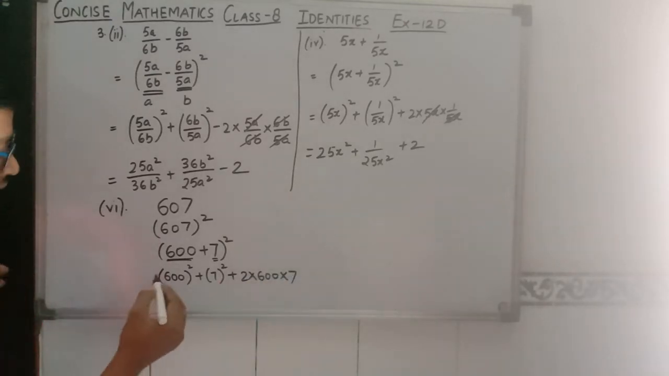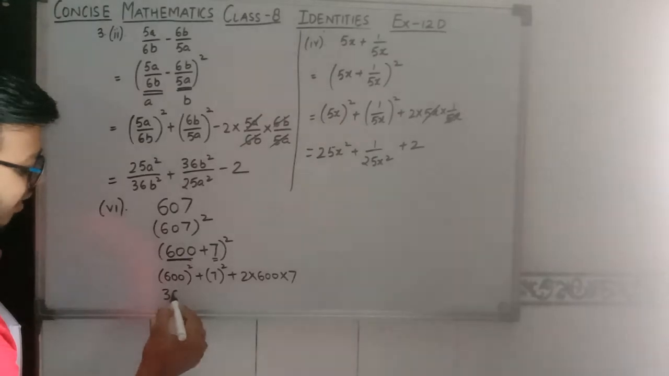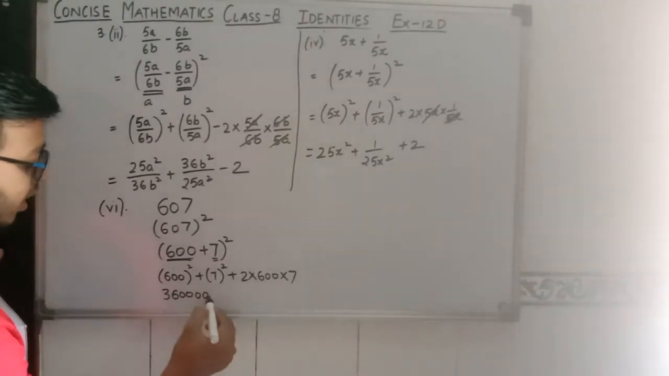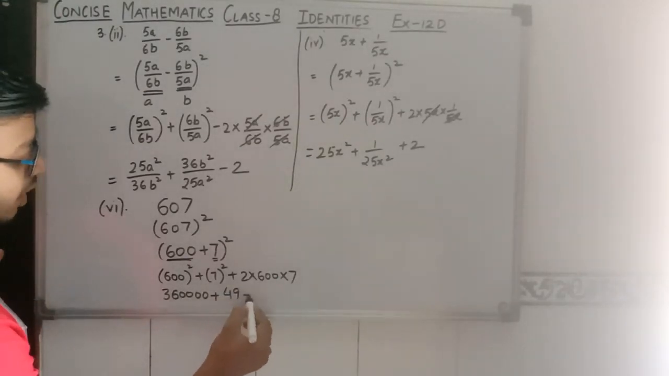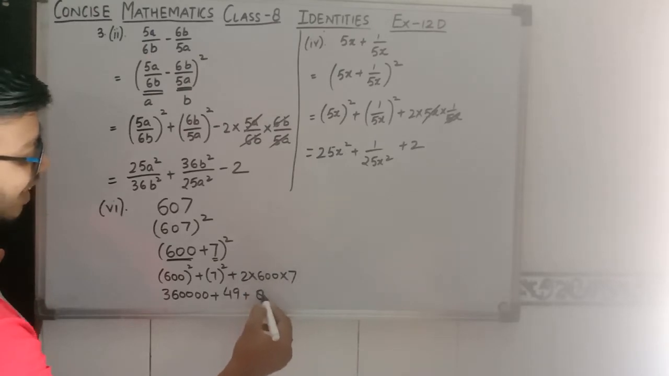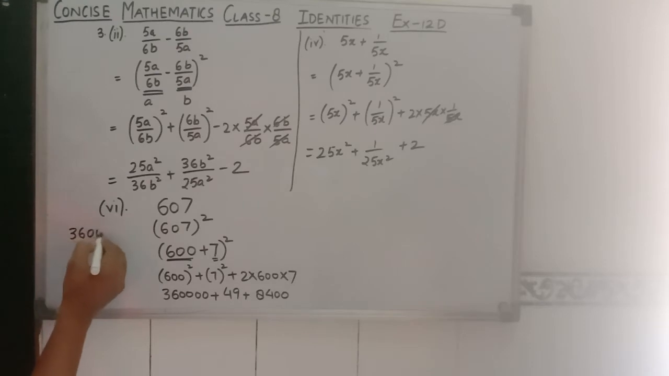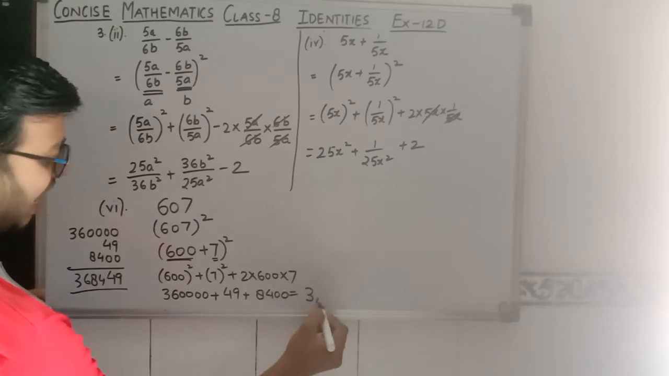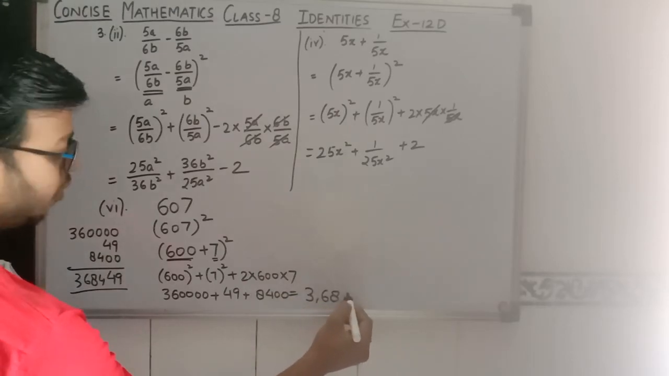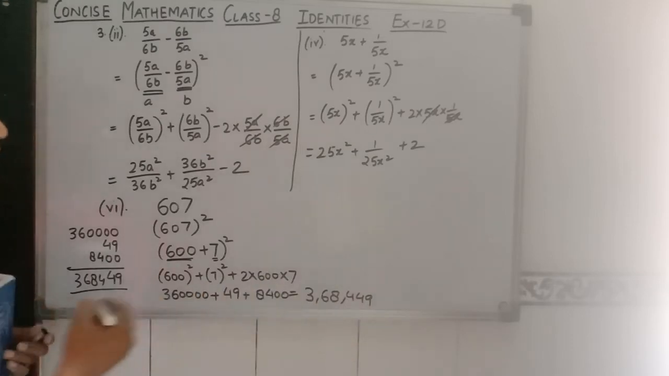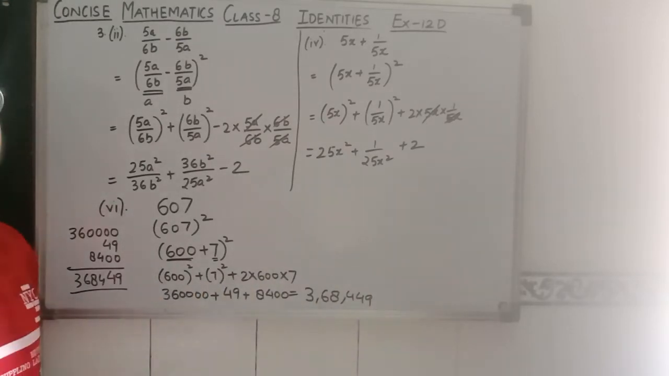Now just simplify it. 600 whole square can be written as 36 and double 0 twice. 7 square will become 49. 2 times 7 is 14, times 600 is 8400. Now add all these three terms: 360000, 49 and 8400. So at last 49 you can write, 84 and 36. So the complete answer is 3,68,449. So that is the final answer of square of 607.